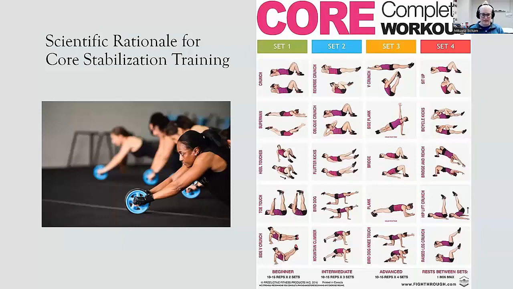Curl-ups increase intradiscal pressure and lumbar compressive forces. The drawing-in maneuver should be initiated prior to core training. This results in increased EMG activity and pelvic stabilization. We want to maintain our cervical alignment during core training as it improves posture, muscle balance, and stabilization.